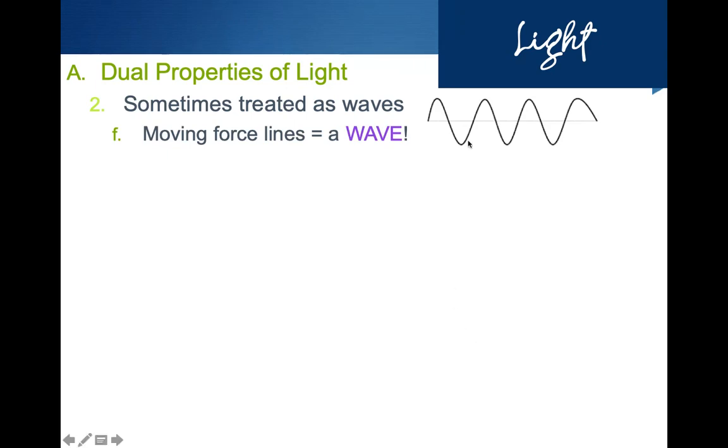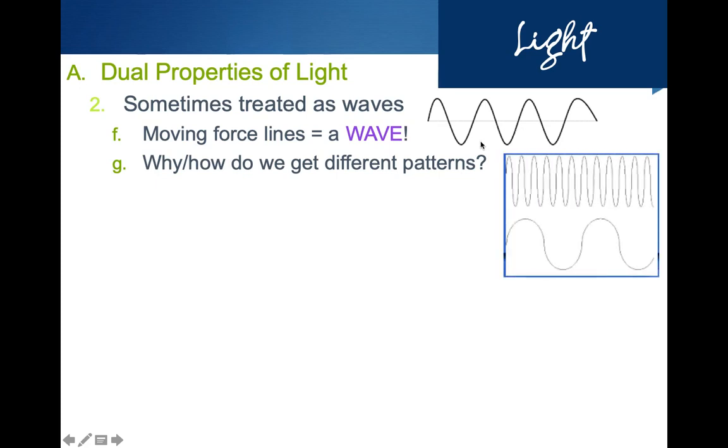So because those electrons are attracted to the positive nucleus and there's force lines between them, as those electrons move up and down, those moving force lines also produce a wave. Okay, so then the next piece is, this is a general wave pattern. Why do we get different patterns? Like, how can we get some that are really, really close like this and some that are more spread out, different patterns, different sizes of waves, all those kinds of things?